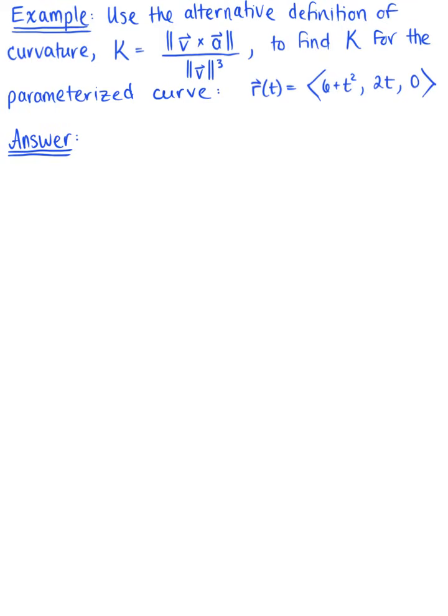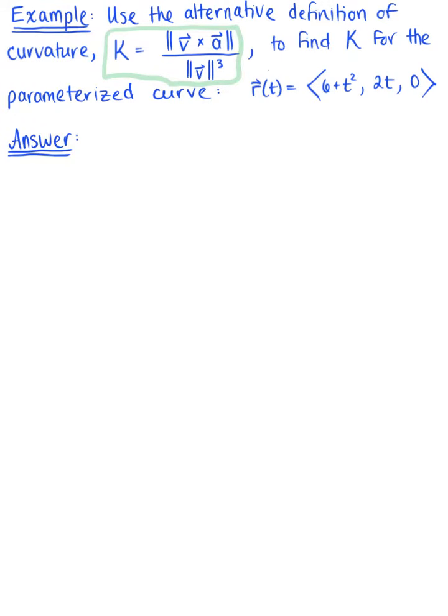Use the alternative definition of curvature to find the curvature for the following parameterized curve. Here we are given the vector-valued function, vector r of t, defined by the components 6 plus t squared, 2t, 0. And again, we are being asked to specifically use the alternative definition.